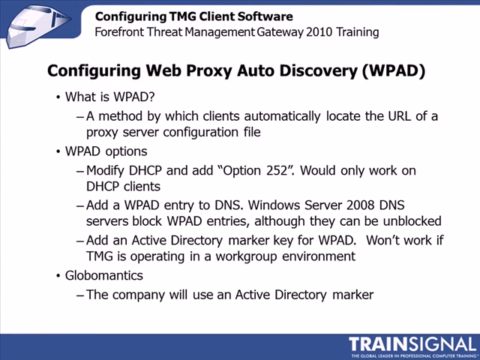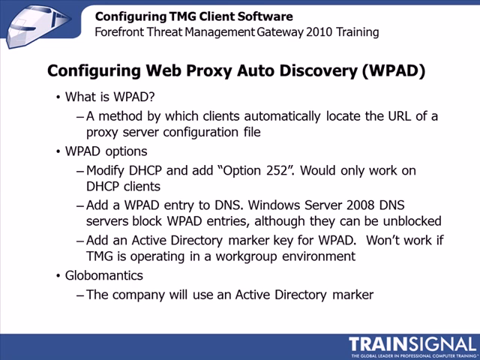Now let's talk about configuring Web Proxy Auto Discovery, or WPAD. What is WPAD, or Web Proxy Auto Discovery? This is a method by which clients will automatically locate the URL of a proxy server configuration file that may be out on the network. The Threat Management Gateway server will act as a proxy server for the clients on the network. So we're going to configure WPAD so that clients can automatically discover their settings.